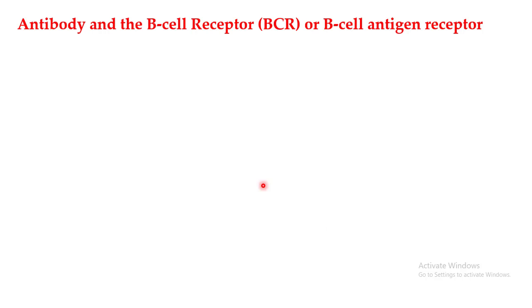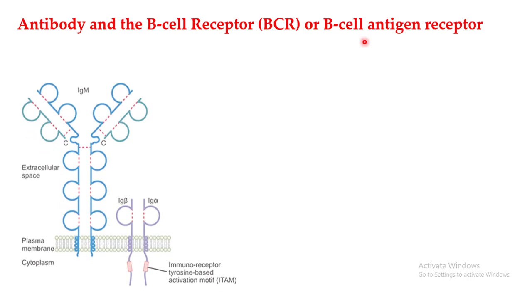Whenever you talk about the antibody, you are going to encounter two more terms. One is known as the antibody, or sometimes also the secretory antibody. And the second terminology that you are going to see is the B cell receptor, also known as the B cell antigen receptor. So these are the two common terms you are going to encounter whenever you talk about B cells or antibodies. So let us see the B cell receptor, or the B cell antigen receptor, first.